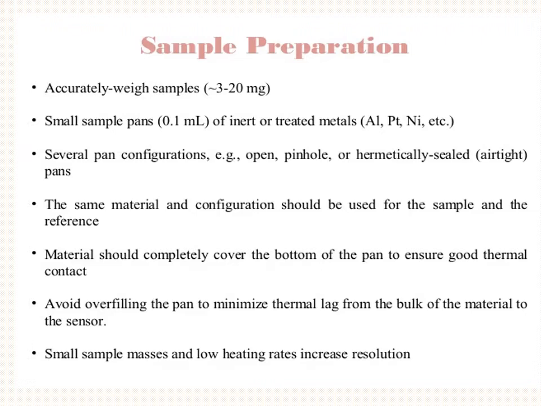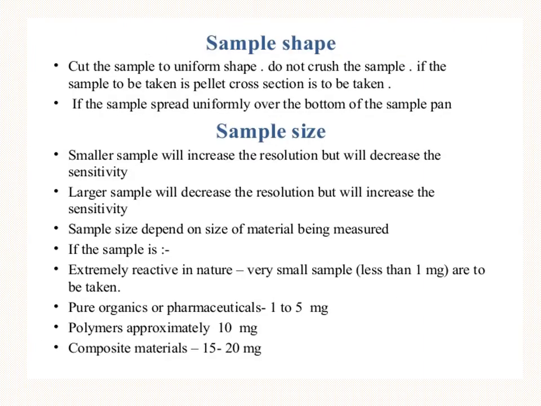And then the sample mass as well as the heat rate will start increasing based upon the run. There will be a change after the run for a certain time. The sample shape should usually be uniform, in pellet form, then you have to cross-section that, and the uniform spread of the sample within the pan is very important. The size is also important. If it is very small, it will have very small sensitivity, and if the sample is very large, it will increase the sensitivity of the device.